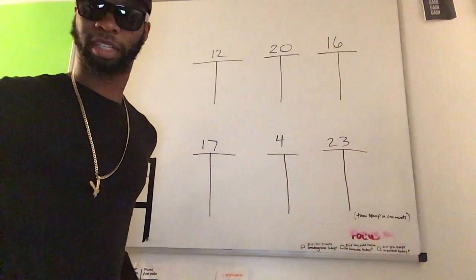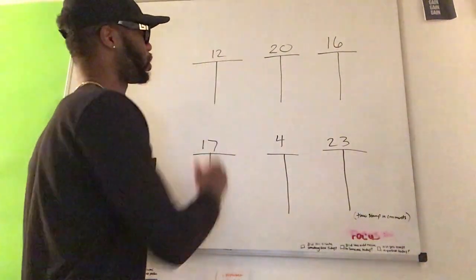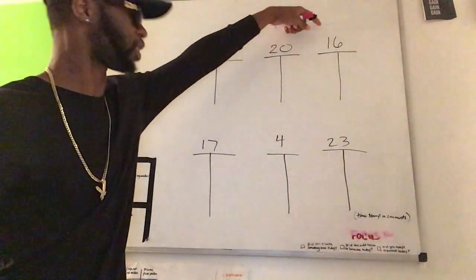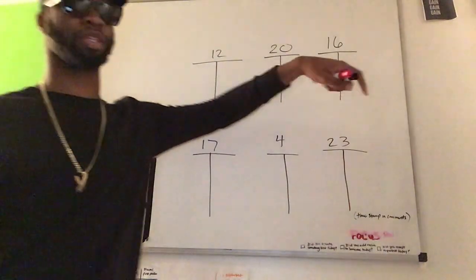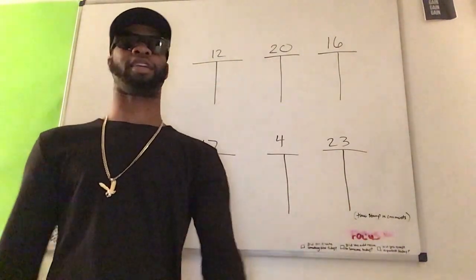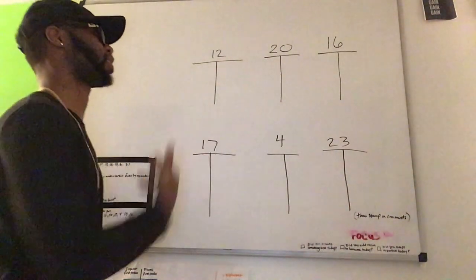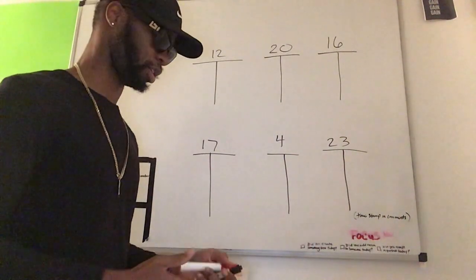You can pause this video and do it on your own. We've got the numbers 12, 20, 16, 17, 4, and 23. And then press start again so you can compare your answers with my answers to see if you got them right. All right?